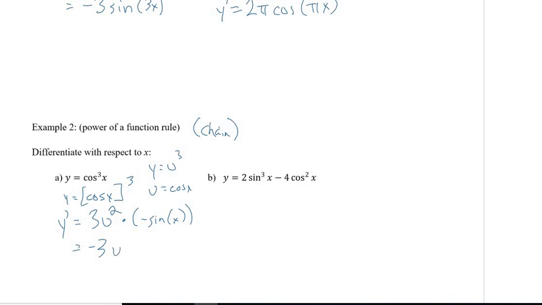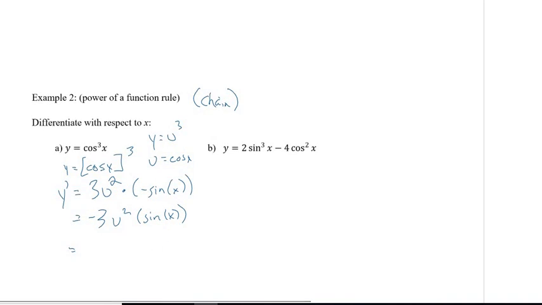Negative 3u squared times sine of x, or negative 3, and we said u is cosine of x, so it's going to be cosine of x squared, but we know we can also write that as cosine squared of x sine of x. But since we usually like to have the sine first, we're going to rearrange that. It's going to be negative 3 sine of x cosine squared of x. Doesn't really matter too much, but just slightly better form depending on who you ask.